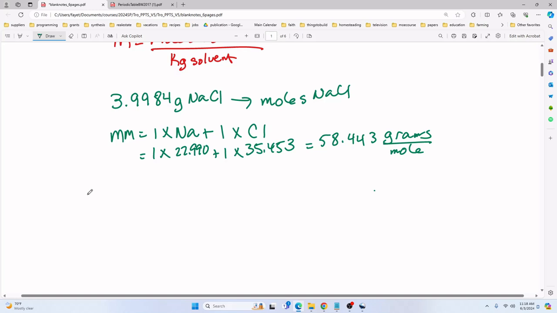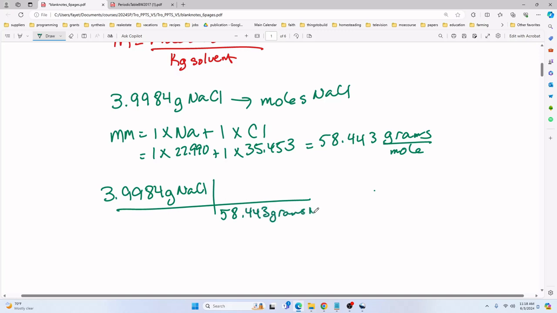Now we can calculate the moles of sodium chloride. So we have 3.9984 grams of sodium chloride, and that's 58.443 grams of sodium chloride per mole of sodium chloride. So 3.9984 divided by 58.443 is 0.0684 moles of NaCl.